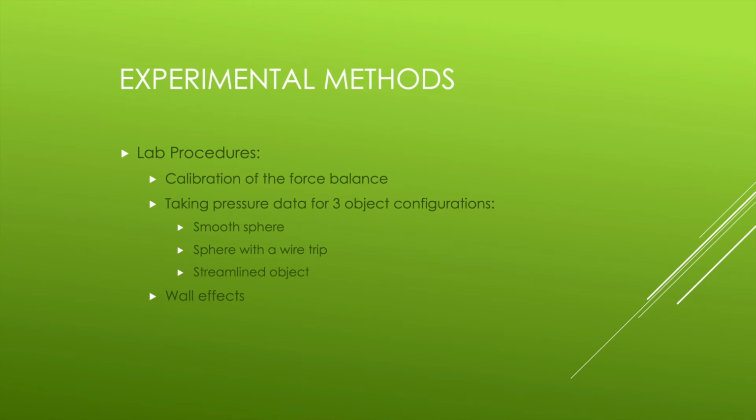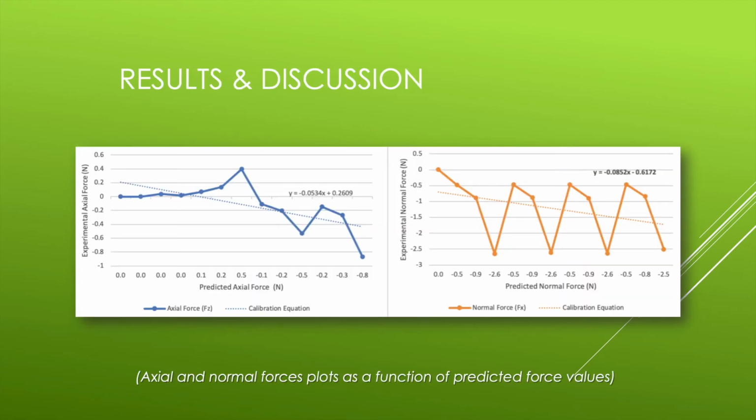The same procedures were performed for all configurations, which include a smooth sphere, a sphere with a wire trip, and a streamlined object. For the wall effects, we recorded and measured the different lengths of the cylinders as well as the width of the wind tunnel test section. Then we mounted the cylinder onto the sting balance and set the speed to 35 meters per second. We recorded the drag measurements and repeated the same steps for each cylinder.